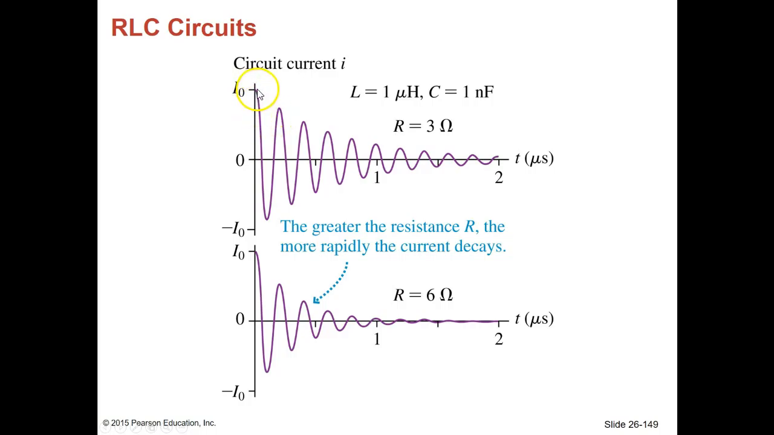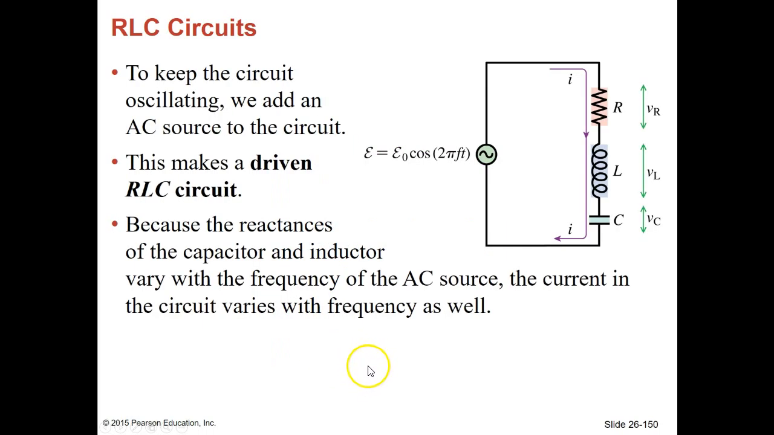This would be in just a regular circuit. We've got the current in the circuit. Here's the maximum and the minimum, and you'll notice that over time it does decrease. This one has a 3 ohm resistance. The next one has a 6 ohm resistance, and because that resistance is bigger, we get a more rapid decrease in that oscillation. So both of these are damped. The bigger the resistance, the quicker that damped oscillation occurs.